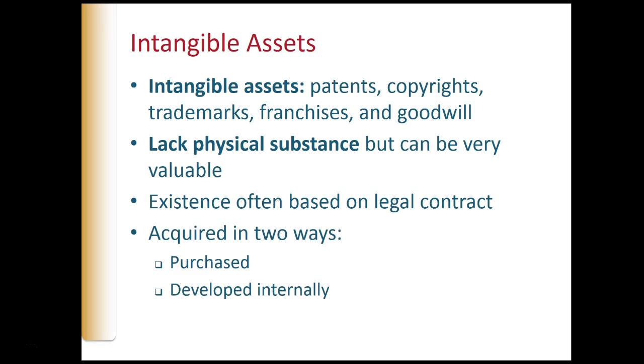Companies acquire intangible assets in two ways. They purchase them or they develop them internally. Purchased intangible assets are recorded at their original cost plus all other costs like legal fees necessary to get the asset ready for use. For internally developed intangible assets, most of those costs get expensed right away on the income statement as they are incurred.